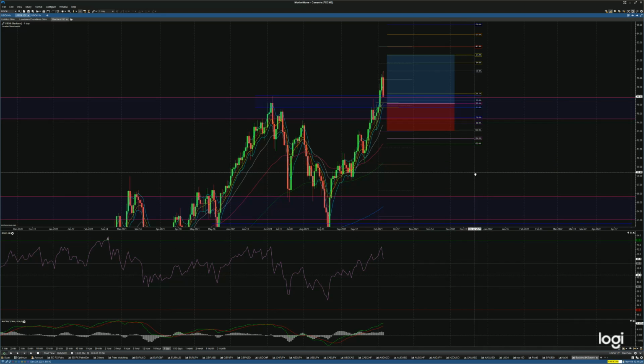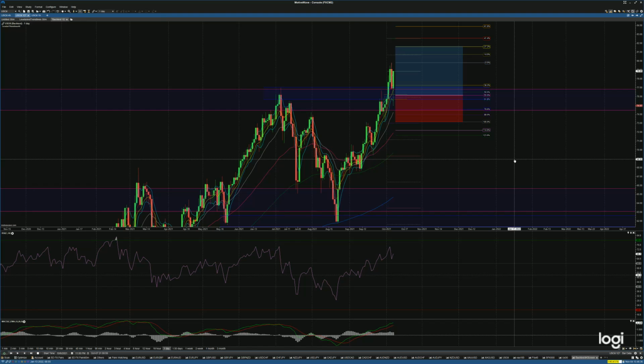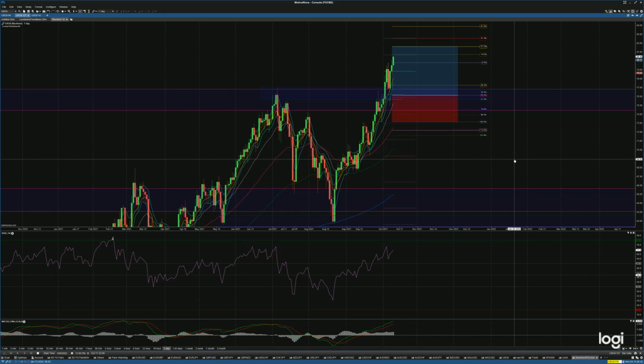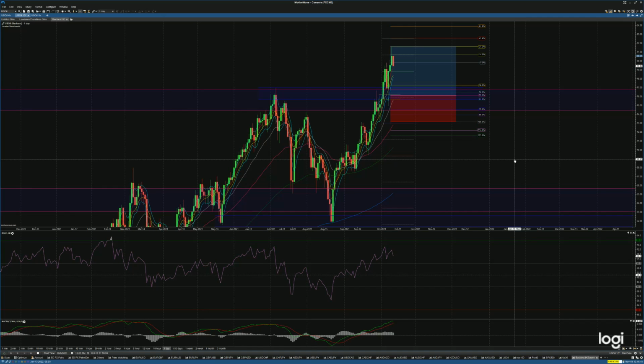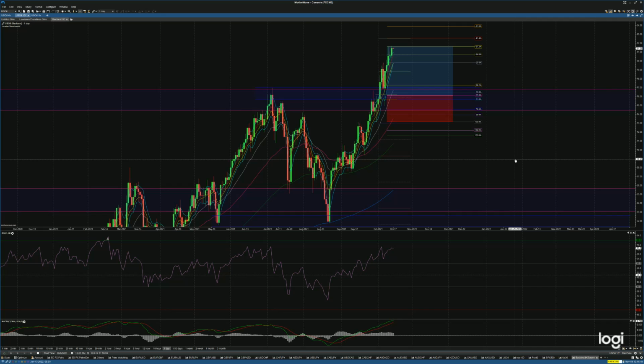Right. So that's pretty much what I'm doing. So we'll just forward that and see how it went. Obviously it went a lot deeper than was comfortable, but very quickly retraced and really quickly ran to target. And it kept running quite a considerable bit further. But that was my trade done at that point.